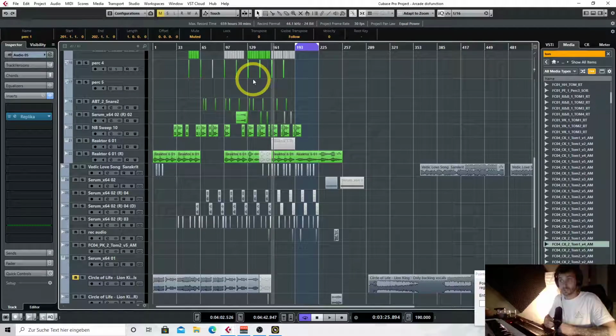You can also do this with percussion. If you know my music, you know that I use a lot of percussion, and some tracks are made almost only of percussion.